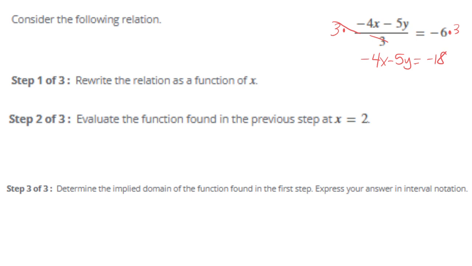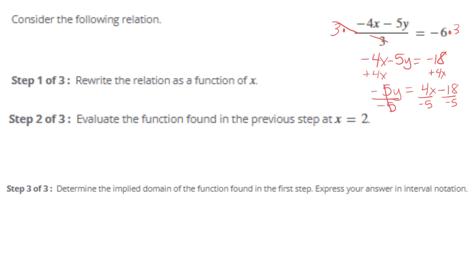All right, again, trying to isolate the y. So the next thing I want to get rid of is this 4x. Since it's negative, I'm going to add it to this side. I tend to like to write the 4x in the front, so I'd put the 4x first and then minus 18. And then your last step is to divide to get rid of the negative 5. And you have to divide everything by negative 5.